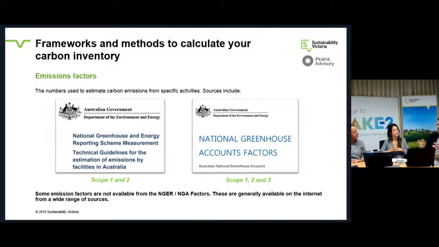So verification doesn't need to be a full audit. There are different scales that you can do, but certainly internal quality assurance and peer review are highly recommended. Getting some sort of independent verification is also highly recommended. And if we look at something like NCOS, the National Carbon Offset Standard, it is a requirement that you have a full limited assurance engagement undertaken over your inventory before you can declare carbon neutrality.